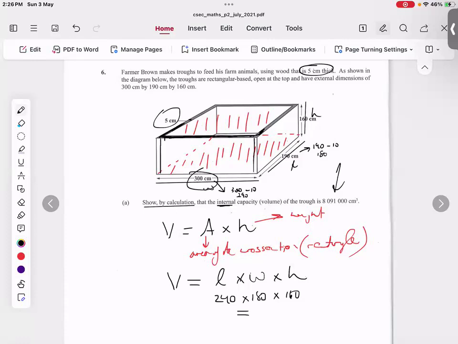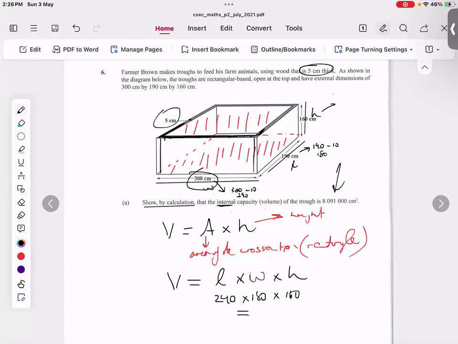How much do you get when you multiply those two? 8 million. All right, so we're still short. No, sorry, we've gone over. All right, so Antoine is saying 160 minus 5 for the height. The height has a bottom that took off 5.